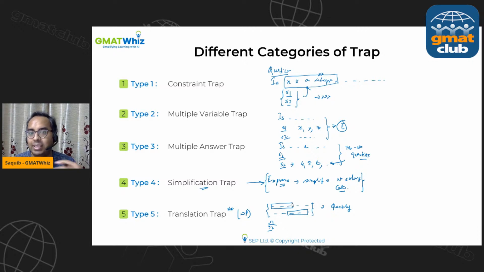And once you understand these types, you can be aware of it while you're solving questions, making sure that you don't fall for any one of these traps. Okay, so what we are going to do is we are going to take up 5 questions, one for each type. The order might be different in which the question will come.